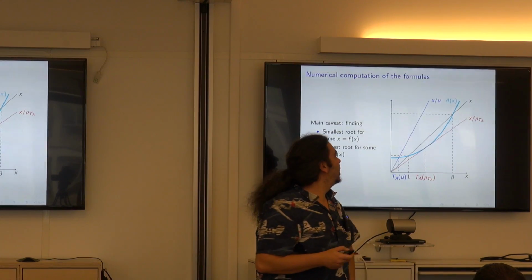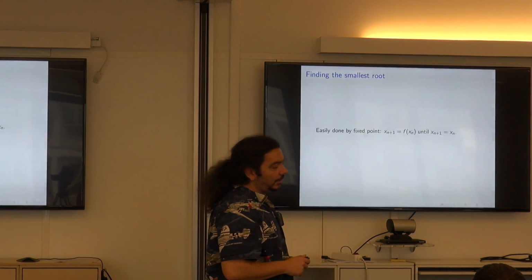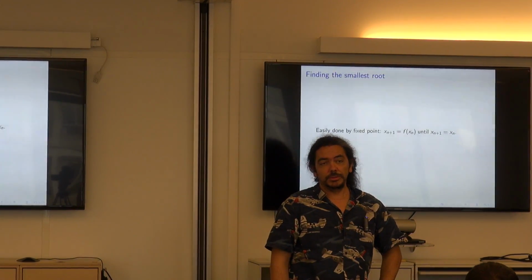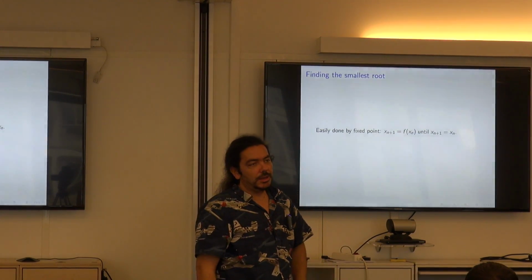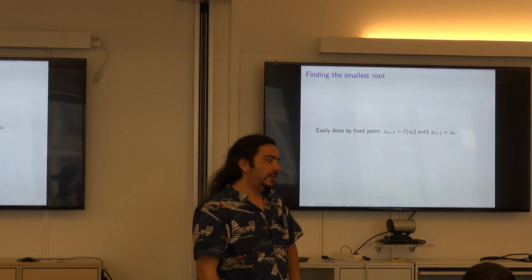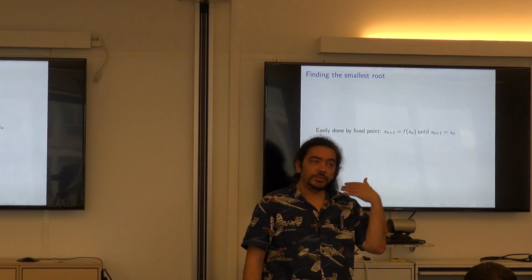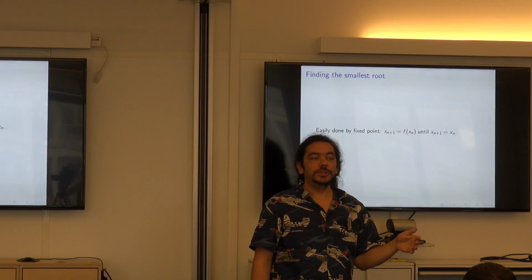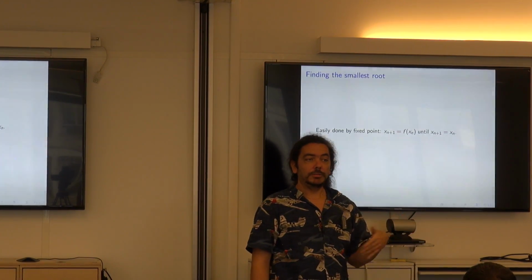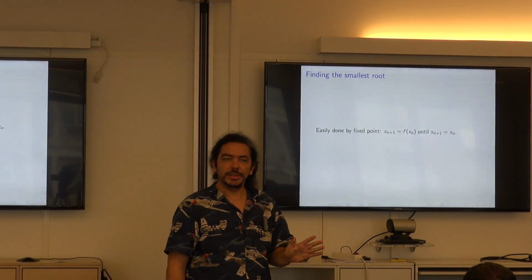So how do you do this? For the smallest root, it's actually no big deal, because it's very easy to see that it behaves like a fixed point. So all you have to do is just start from 0, apply f until you can see no difference, and Bob's your uncle. So that's very easy, very simple.